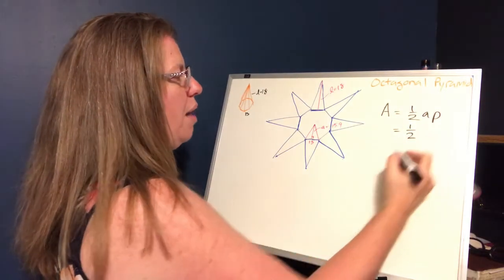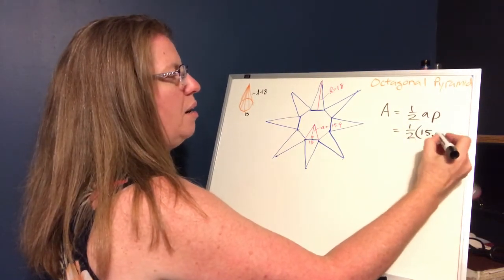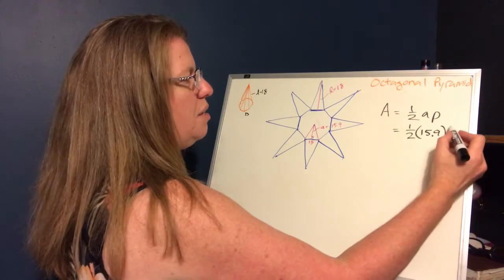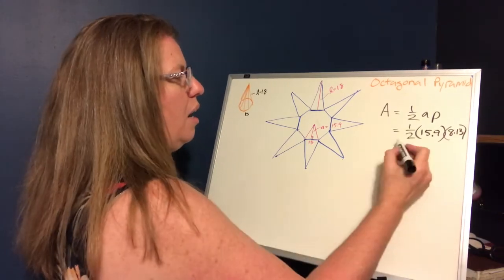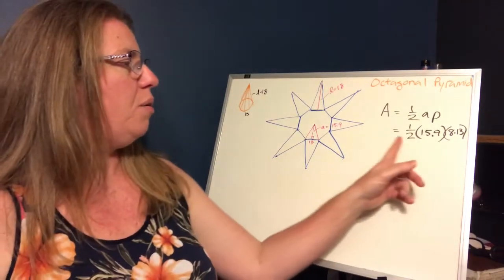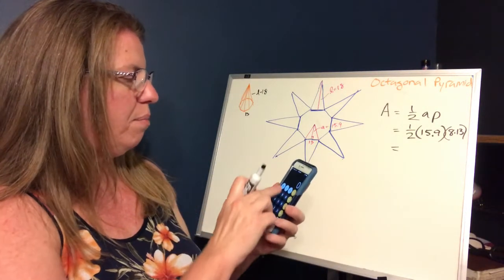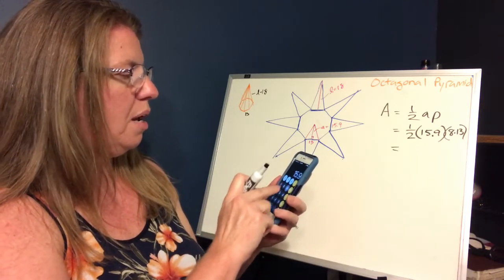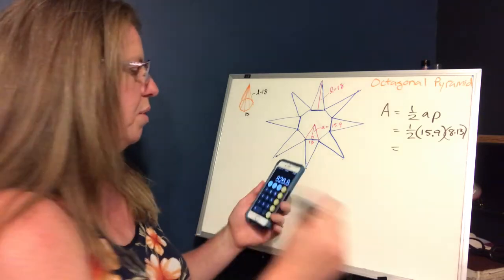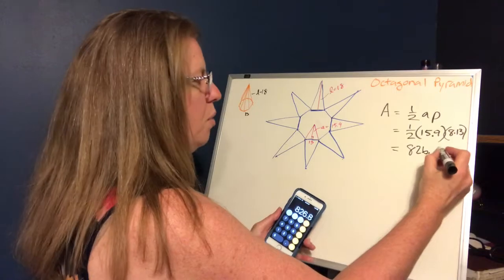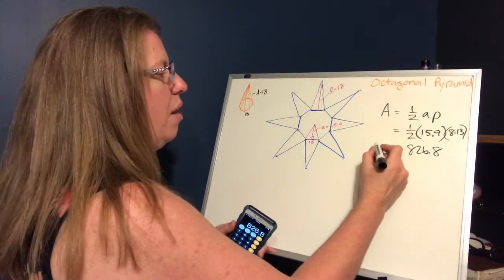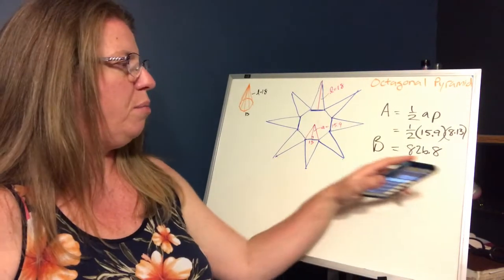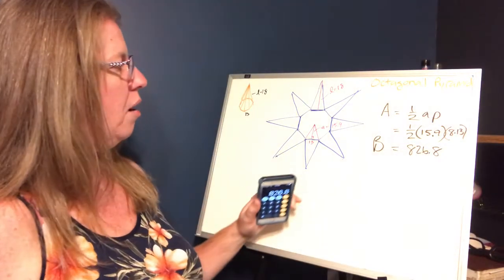They gave us the apothem is 15.9, and for the perimeter, because there are 8 triangles, the base is 13, so it's going to be 8 times 13, to get our perimeter. Let's go ahead and multiply all that across and find the area of our base. We have 8 times 13 times 15.9, and divide that by 2. We have 826.8 units squared, and we're going to call that our big B, because that's the part we use in our formula. I know I said area up here, but in the formula for the surface area, they use B.